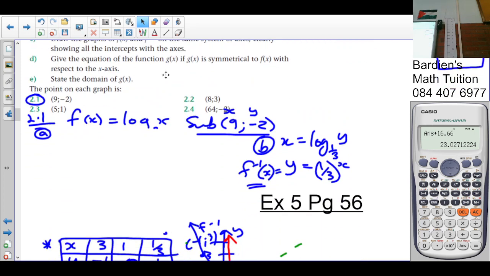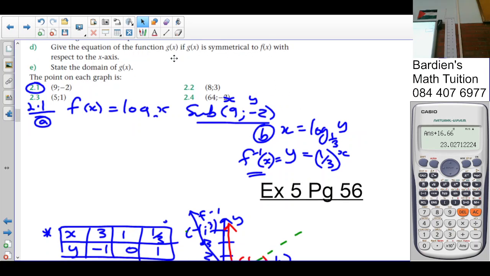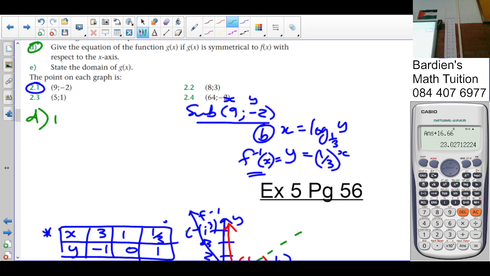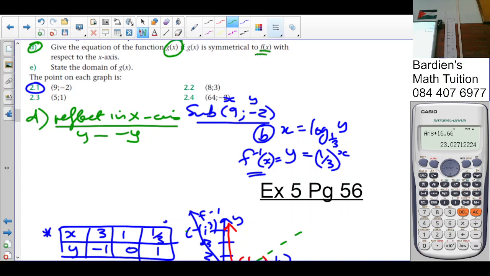It says give the equation of the function g of x if g of x is symmetrical to f of x with respect to the x-axis. So what does that mean? It's a reflection. It's a reflection in the x-axis. So if something is reflected in the x-axis, what's the rule? The y becomes negative. Now you see it's referring to g of x. Give the equation of the function. What's the equation of f of x?